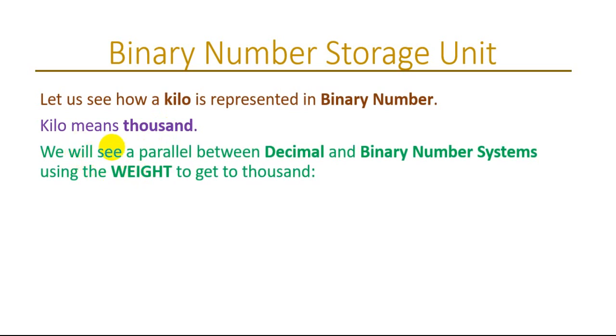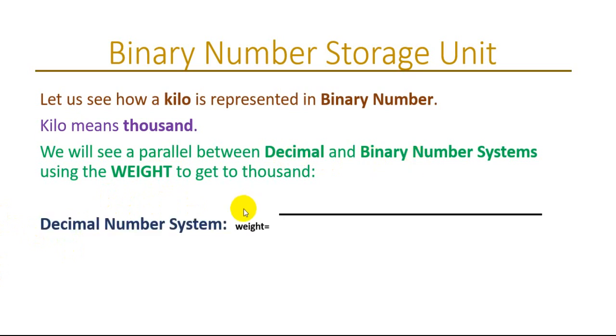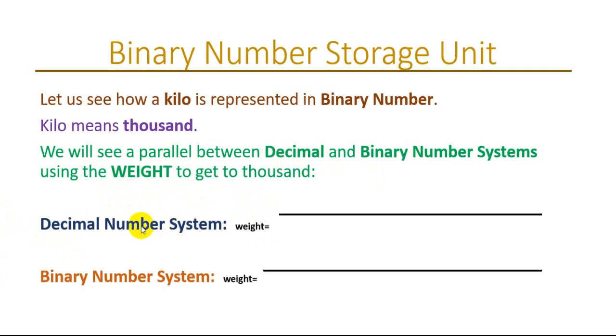We will see a parallel between the decimal and binary number systems, using the weight to get to 1000. We will understand, because binary numbers have a different 1000 really. So to understand why that 1000 goes like that, let's do a comparison between these two, the decimal and binary number systems. That actually happens through the weight. Here we have the decimal number weight system. Here we have the binary number weight system.